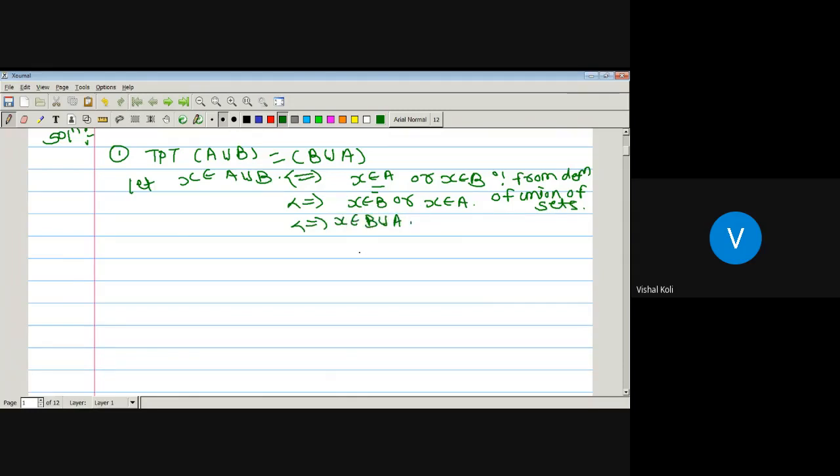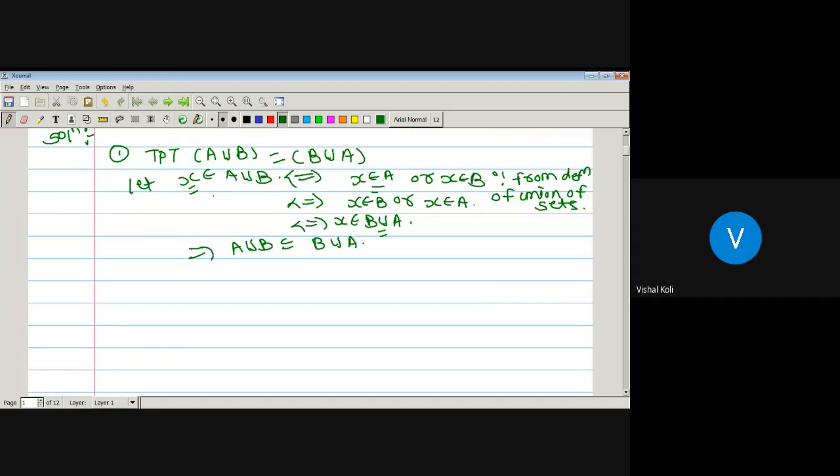Okay, so here we have taken one element x which belongs to A union B, and it is again in B union A. Then by the definition of subset, A is a subset of B if every element of A is an element of B. So here we have taken one arbitrary x which belongs to A union B, and it is also a member of B union A, which implies A union B is a subset of B union A.